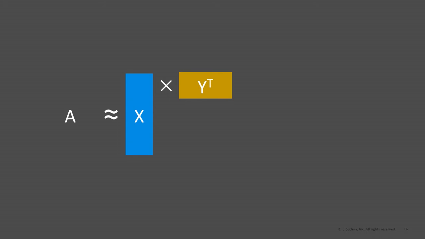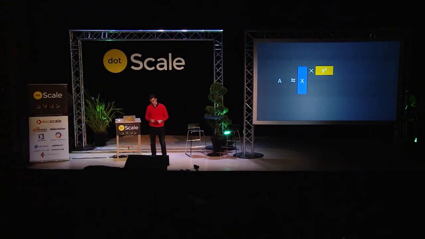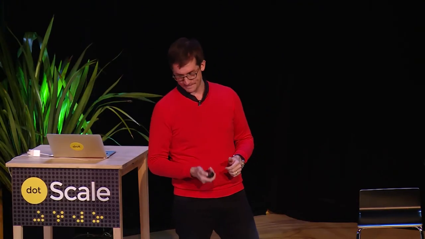However, if we knew Y, we could compute X as a function of A straight away. That much is actually quite easy. And likewise, if we had X, we could compute Y given A as well. That's a simple least squares problem to solve. So fake it till you make it.